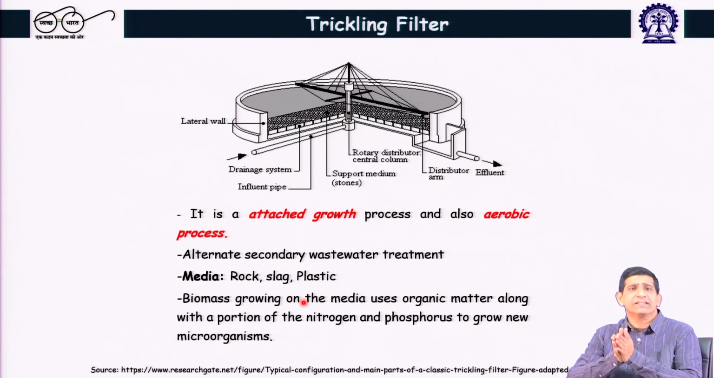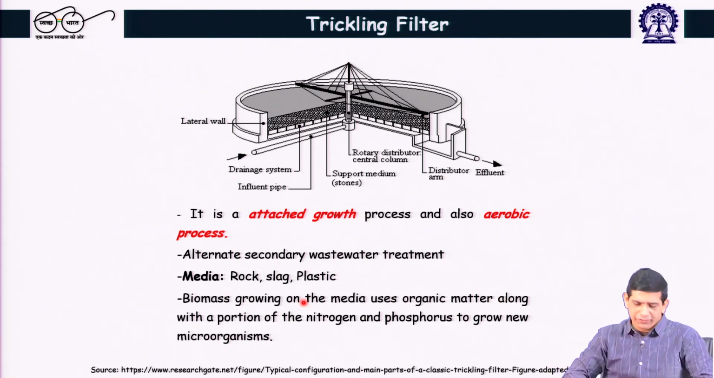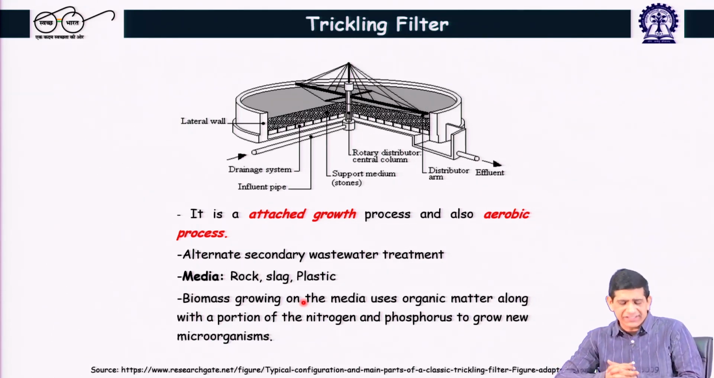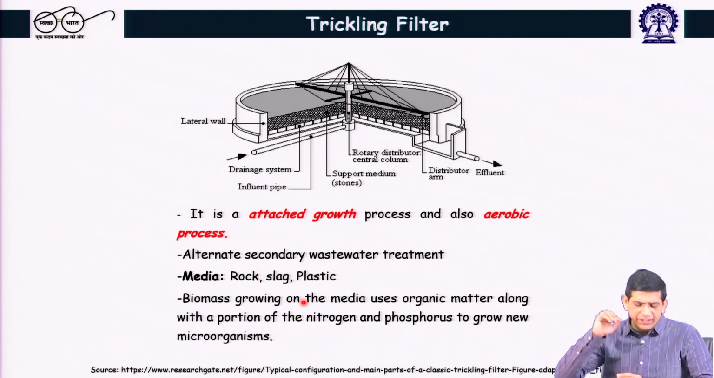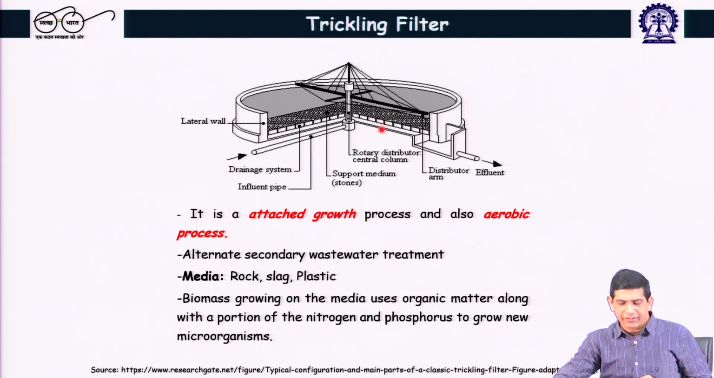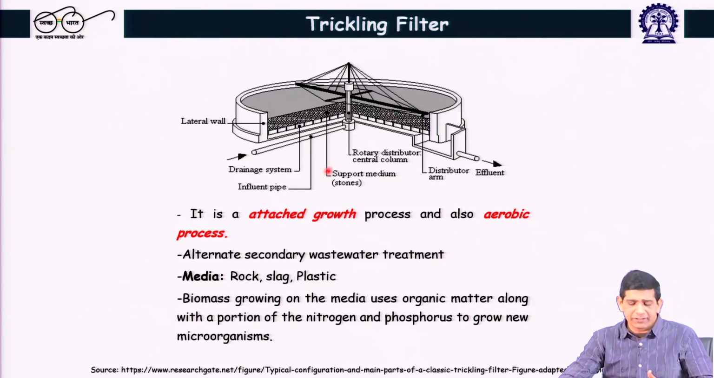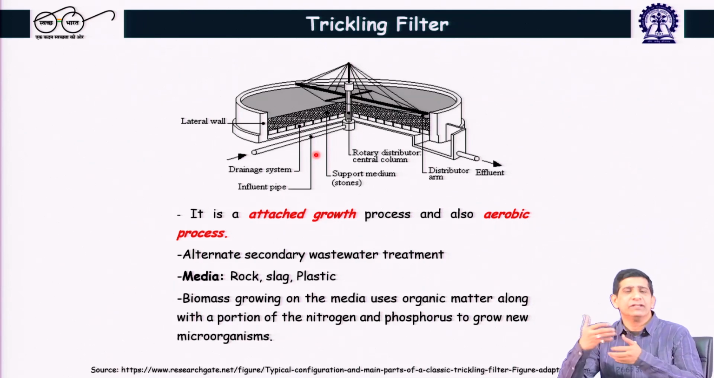Another common process is this trickling filter. Trickling filter, as the name suggests, trickling, so it will just go trickling down. Here it's an attached growth process, and it's also an aerobic process. It's an alternative secondary wastewater treatment. So we have media, which could be rock, slag, or plastic material. Biomass actually grows on this media. So you have a packed filter, where this biomass grows, and as the wastewater passes through, these microorganisms will use the wastewater as a food source, and in the process degrade the wastewater.